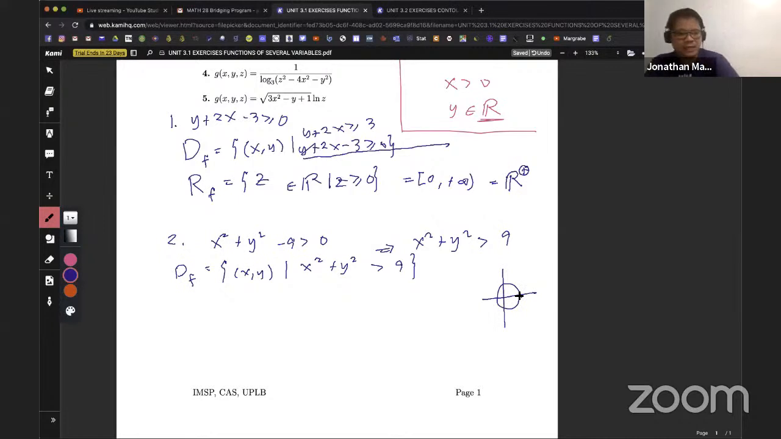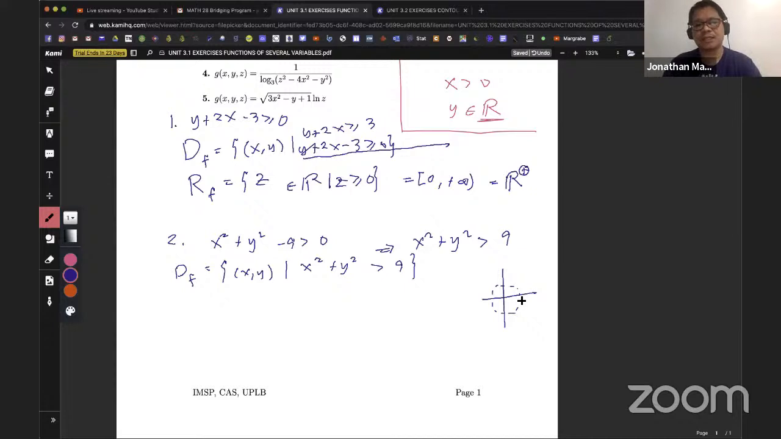Oh, wrong. Since we have a strict inequality, in graphing the circle it will just be broken lines. Okay, so this circle actually separates our entire plane into two regions.